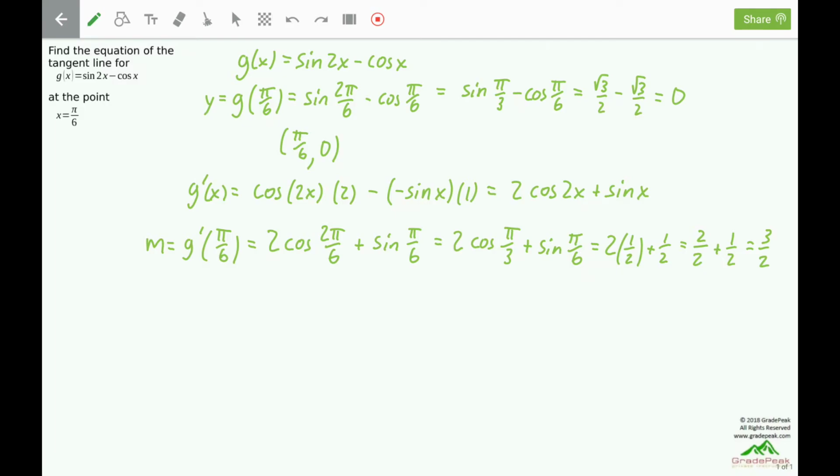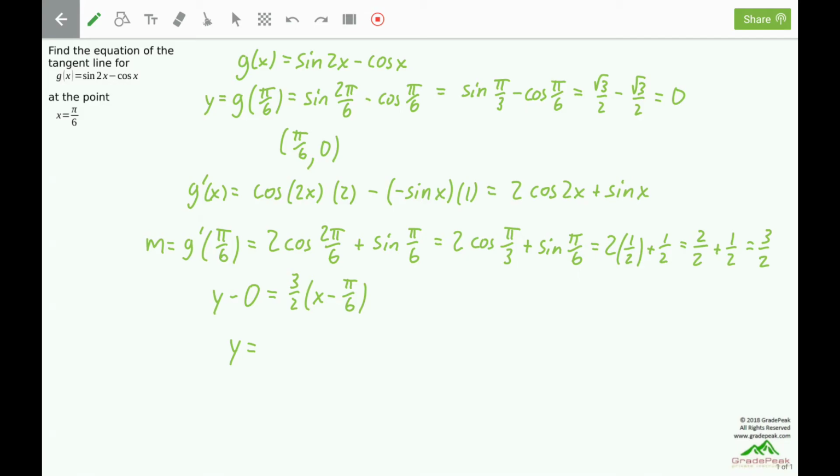So we now have the slope of the tangent line, and we have the point. We can set up the equation of the tangent line using the point slope formula. It will be y minus the y coordinate of the point, that's a 0, equals the slope, 3/2, times the quantity of x minus the x coordinate, that's the pi over 6. This is the point slope formula. We want to put it into the slope intercept form. That's where we solve for y in terms of x. The minus 0 is not needed, so we'll just ignore it.